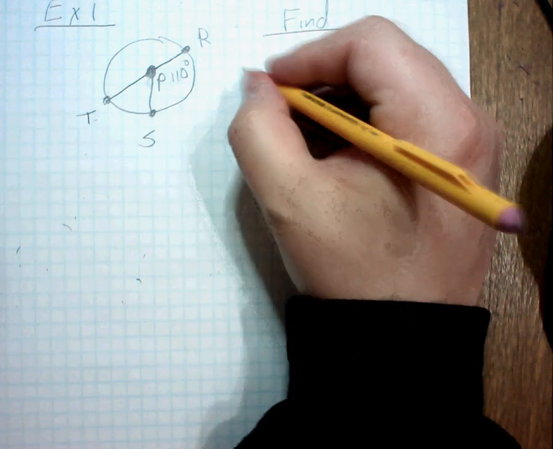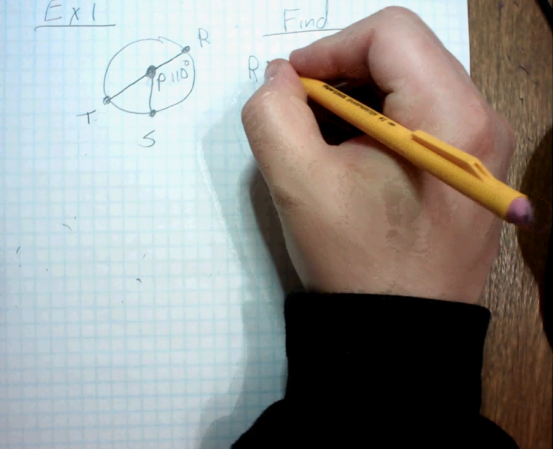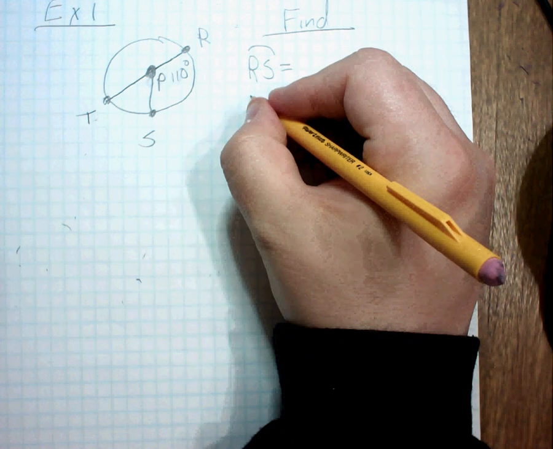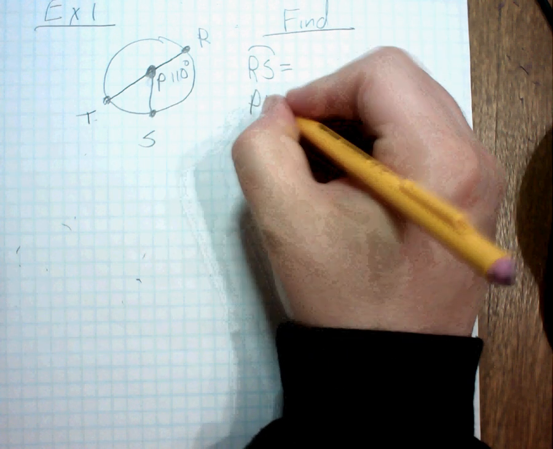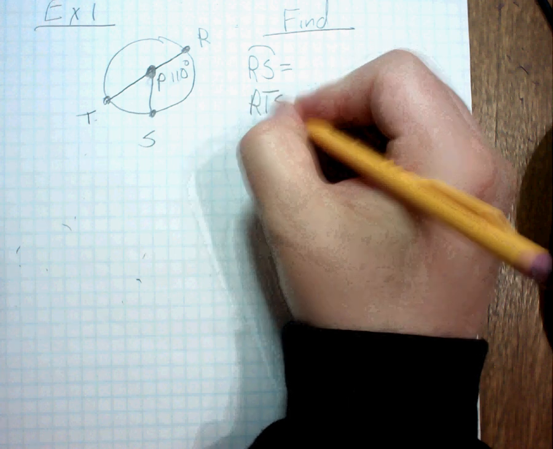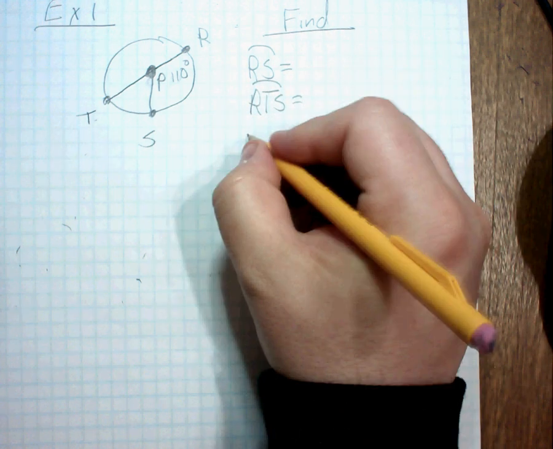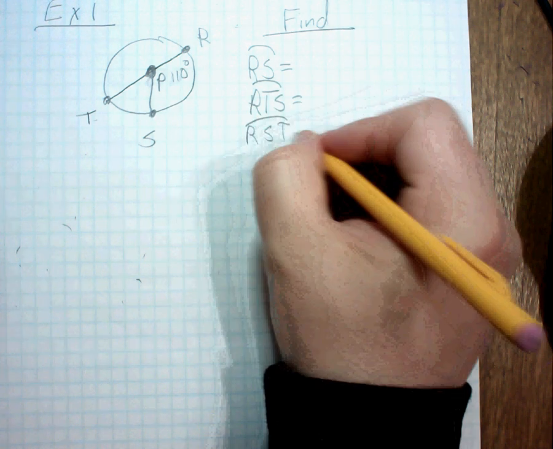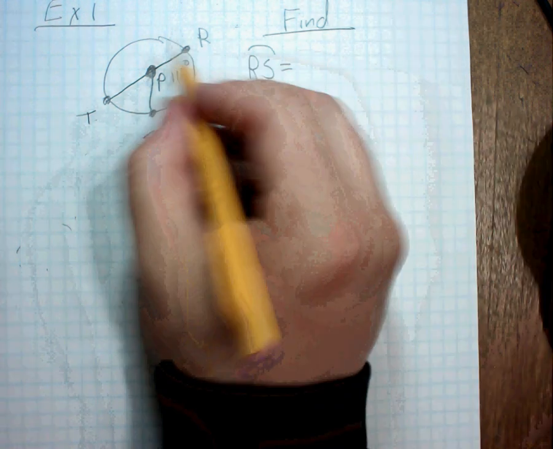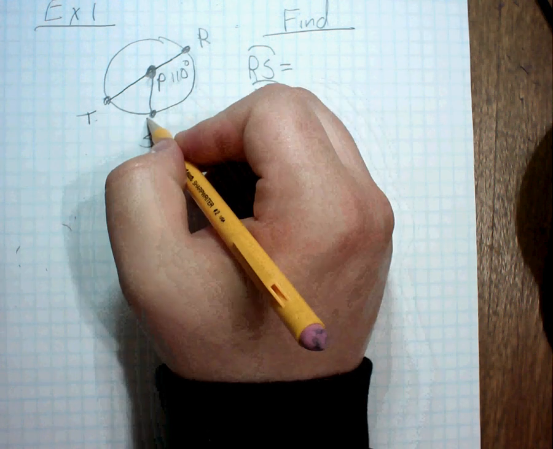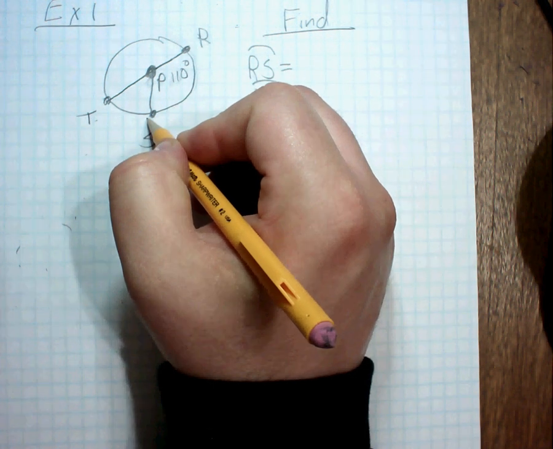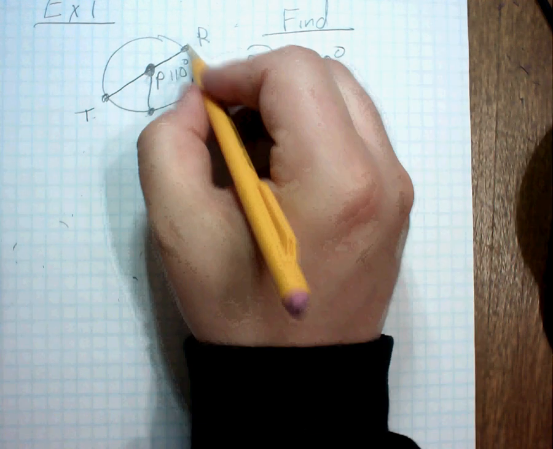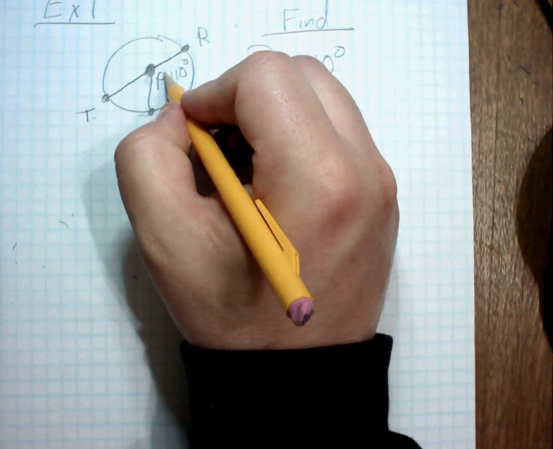They want us to find the measure of the arc RS. They want to know the measure of the arc RTS. And they want to know the measure of that arc RST. So the arc from here to here is 110 degrees. So that's pretty easy. Where do I get that from? The measure of this arc is equal to this angle here, which is 110.